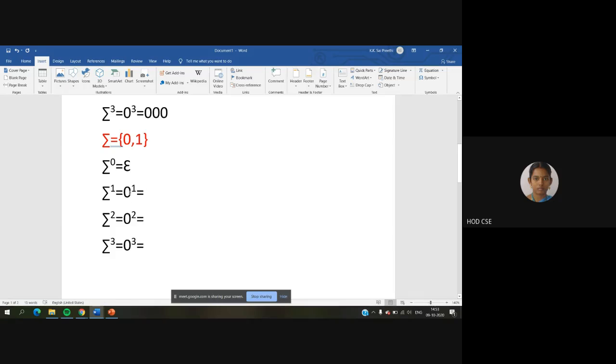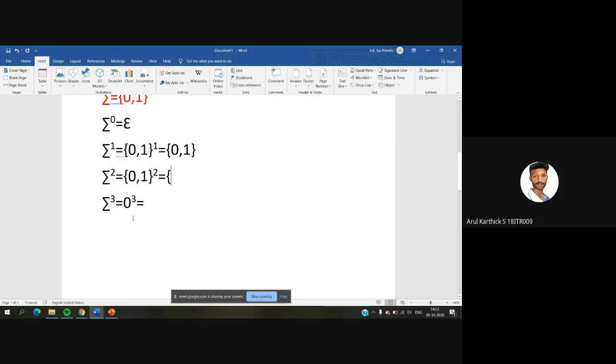Here we have 0, 1, which will be produced one time. What is the string you are getting? Sigma power 1. 0, 1, yes, very good. And here 0, 1 power 2, that is 0 and 1 is repeated 2 times. What are the strings you are getting?